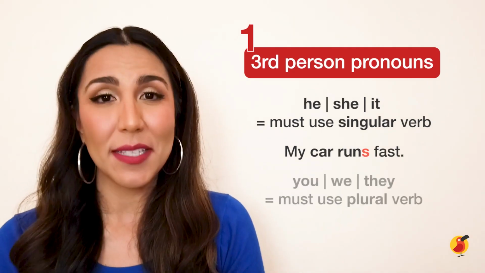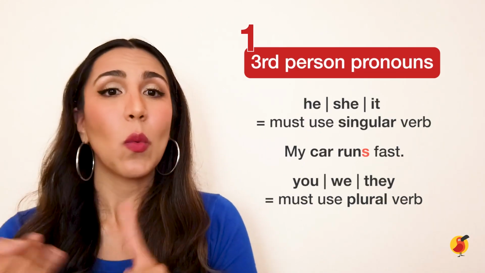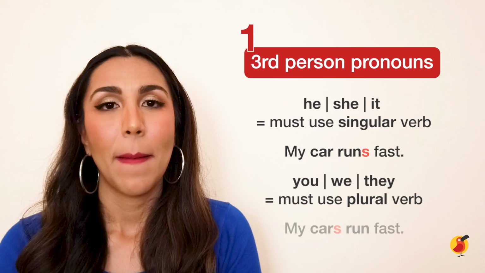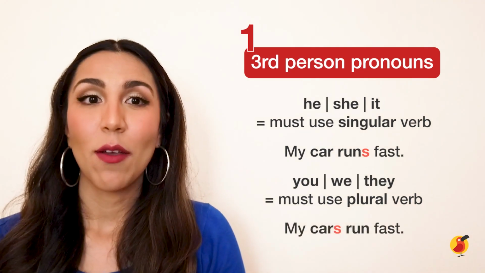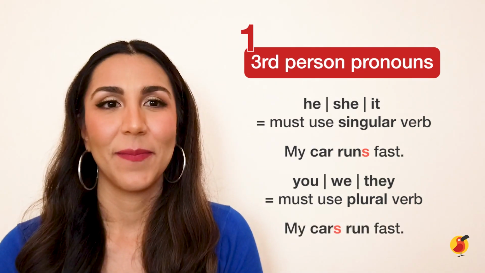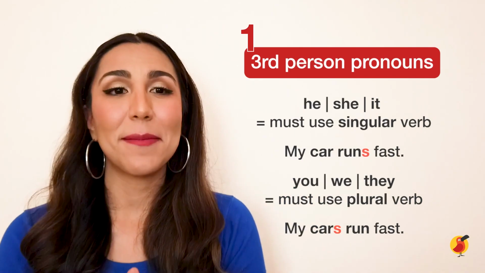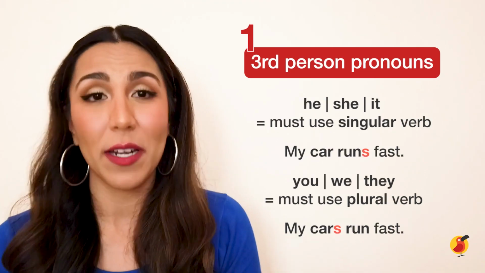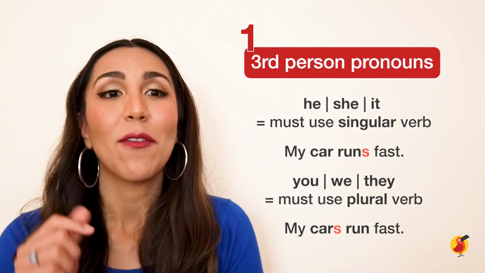Now, when we use a plural subject, such as you, we, and they, we must use a plural verb. My cars run fast. In this sentence, the subject my cars is plural, meaning I have more than one car. So the verb run is in plural as well.